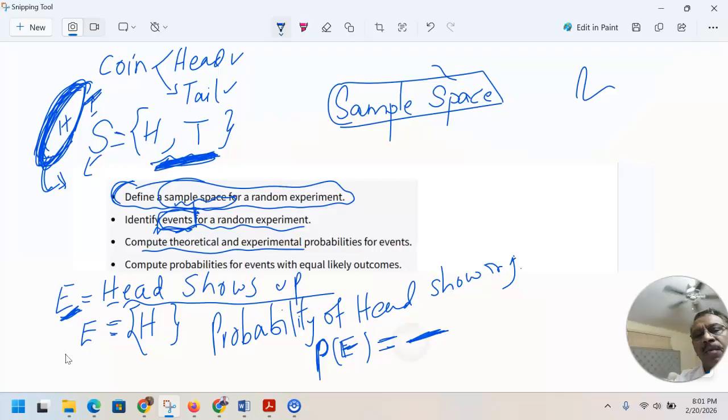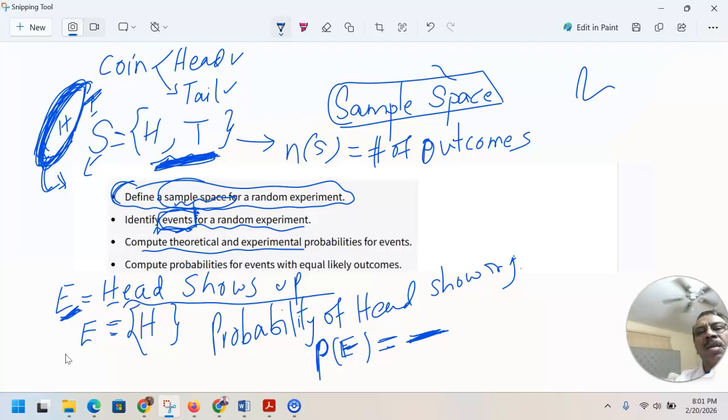So when you write this, what is the meaning of n of S? It means the number of outcomes. This is the word used: when you toss a coin, the number of outcomes is two of them, H and T. So when you talk about probability, the denominator is the total number in the sample space, and the numerator is n of E, the number of times a head shows up.